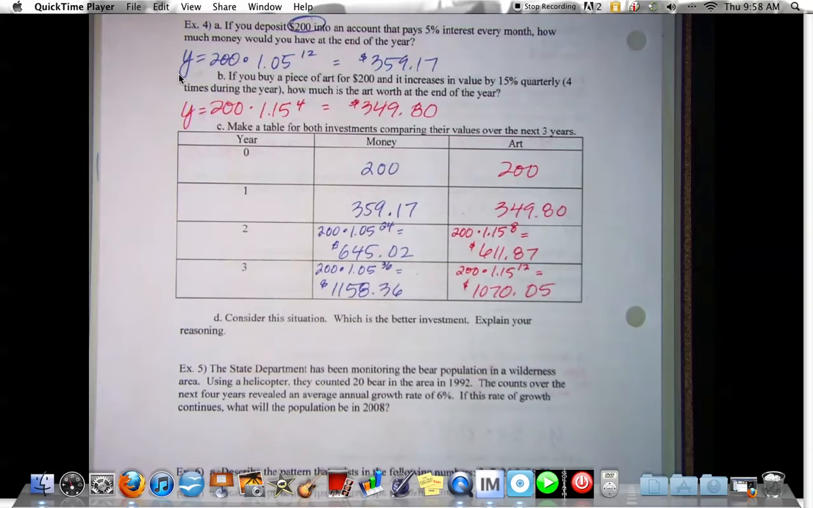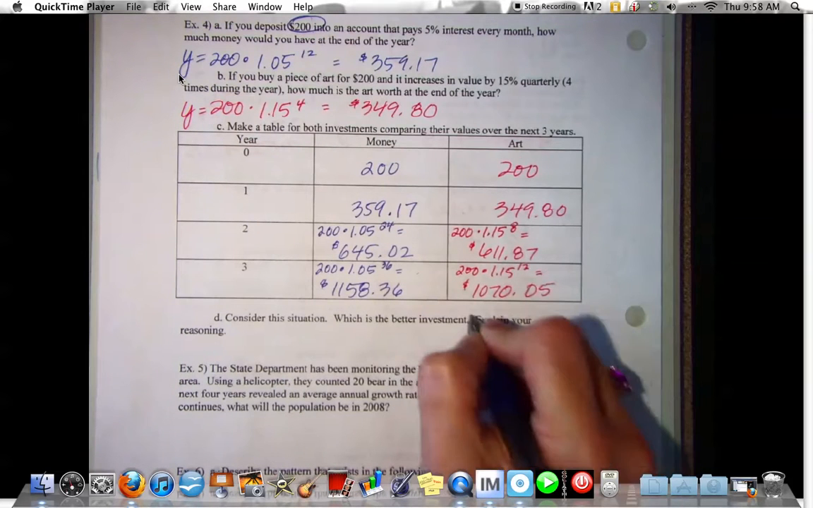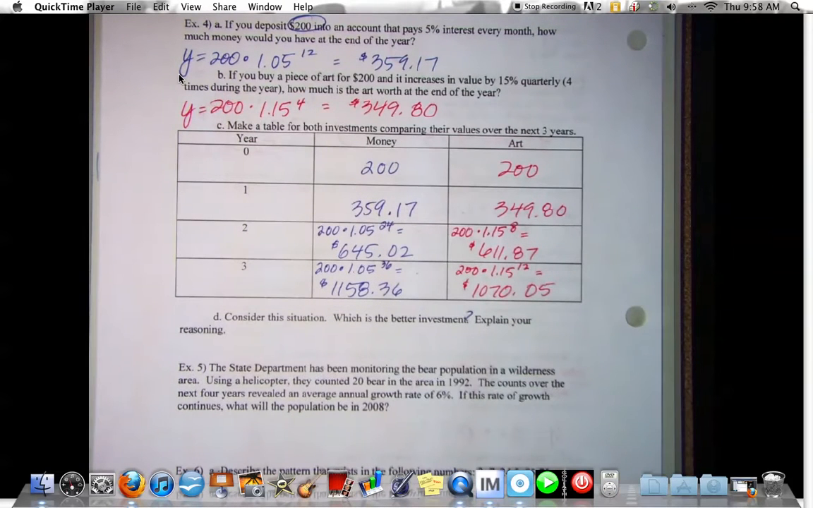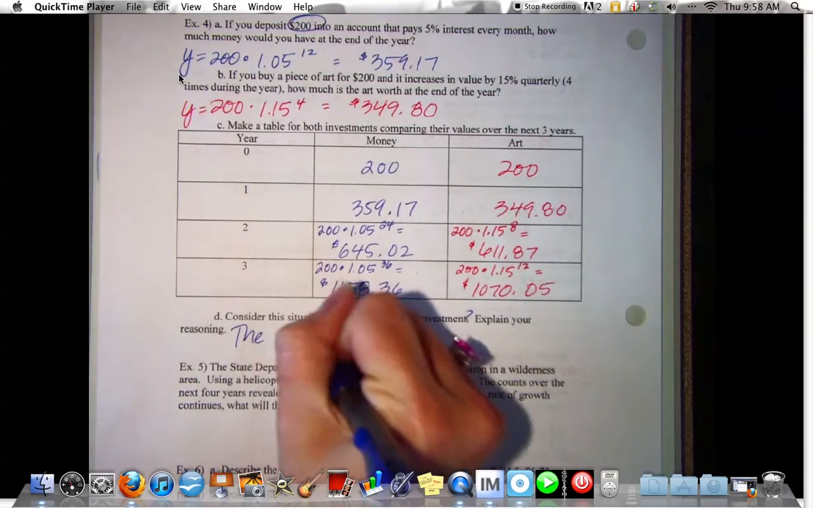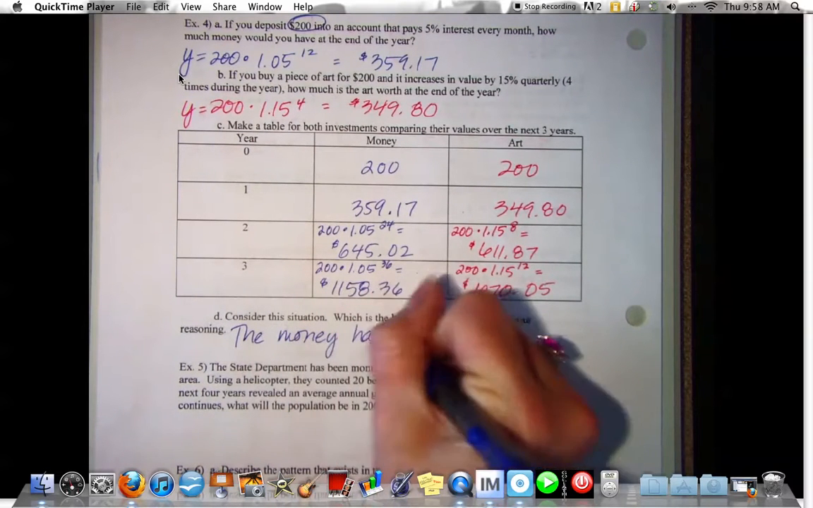All right, so if you were making this investment, consider the situation. Which is the better investment? Why? If we get more money, the value is higher. The money has a higher value.